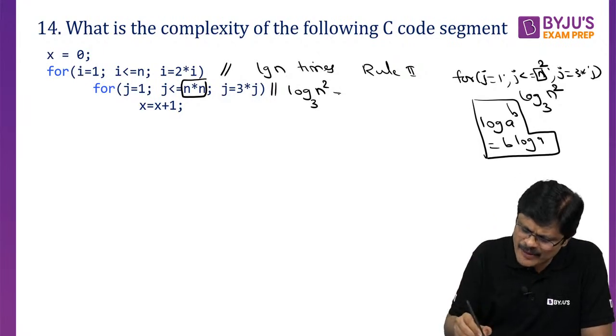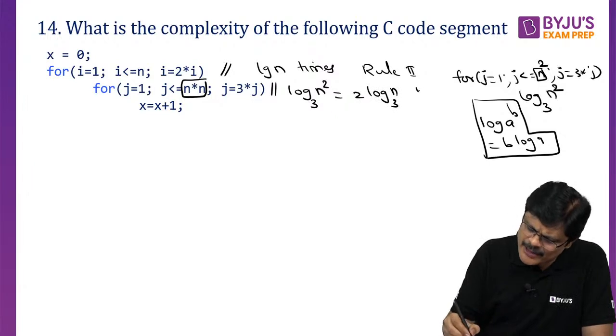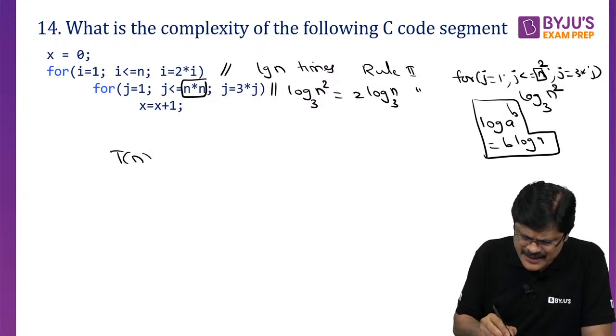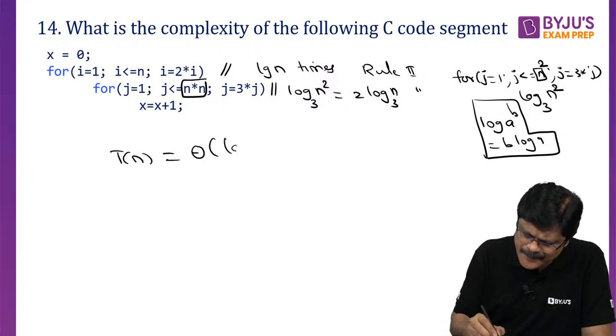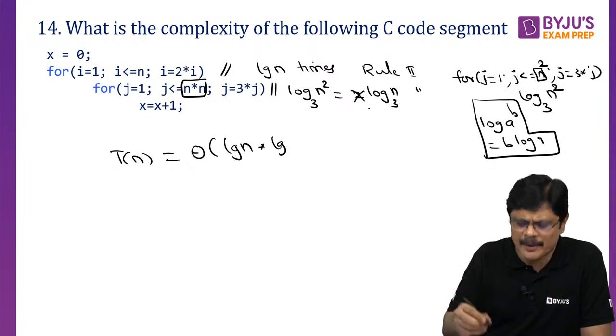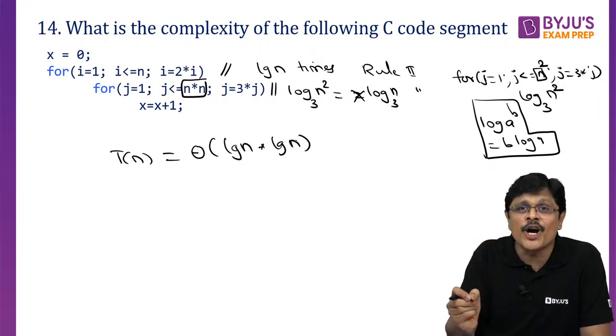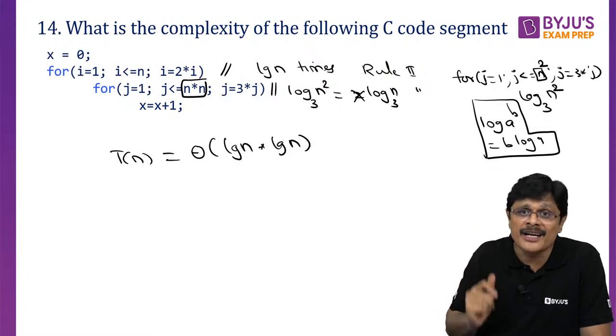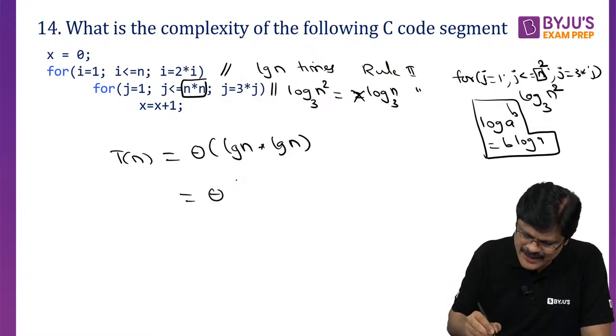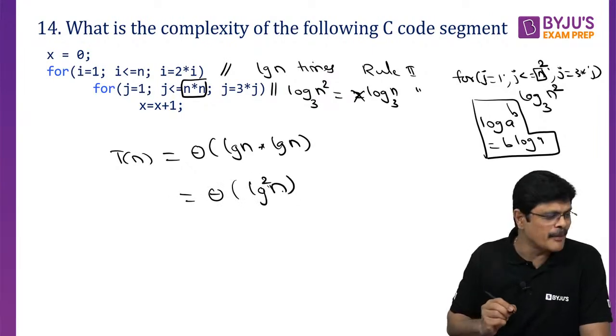So it is log n square. This can be written as 2 log n to the base 3. It is also rule 2 only. Therefore, the answer for this is theta log n into, see, constants can be ignored. The other one also, log n to the base 3 can be written as log n, because the base of the logarithm does not matter asymptotically. So the answer for this is theta log n square or log square n, my dear friends.